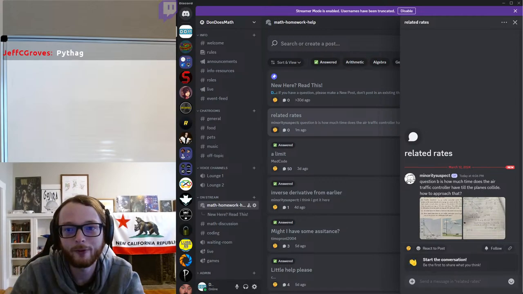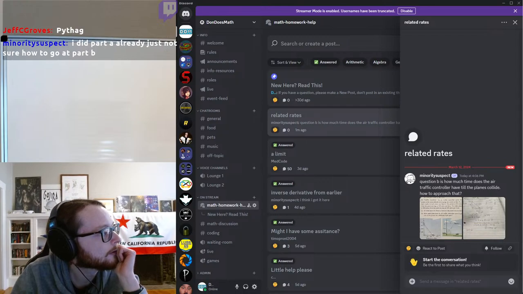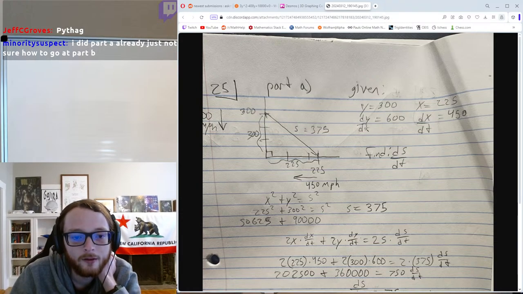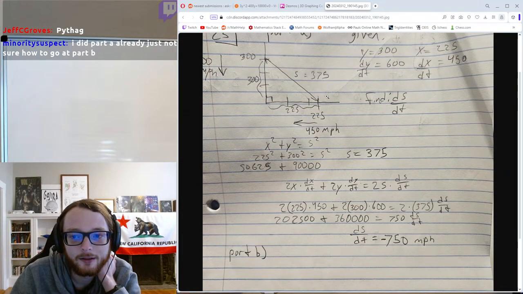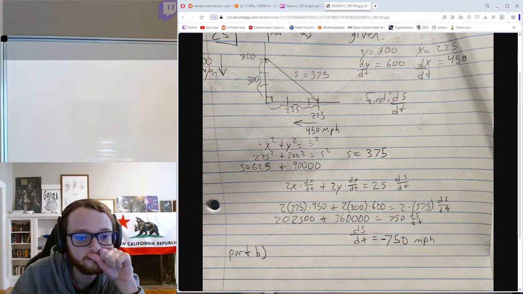So let's take a closer look at your work for part A, make sure that I understand the problem and what you've done so far. Yeah, I definitely want Pythagorean theorem here. The distance between them is x squared plus y squared equals s squared. And you figured out that when the scenario first begins, the distance between them is 375. It must be a Pythagorean triple. I just wonder what it is when you reduce it. It's not really important, though.